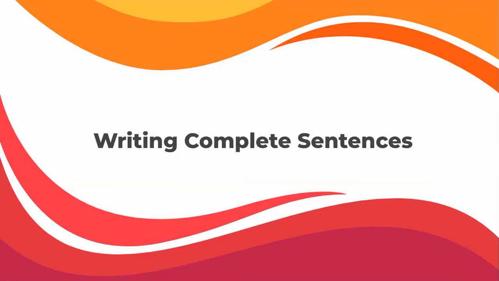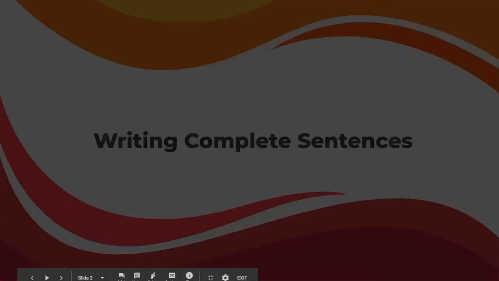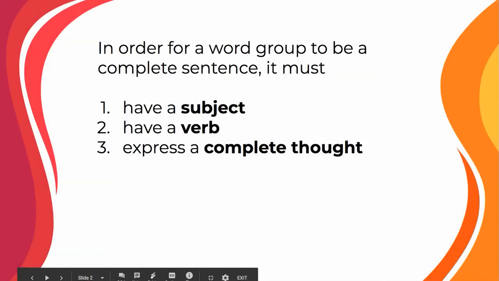In this video, you will learn how to identify and correct sentence fragments and run-on sentences. In order for a word group to be a complete sentence, it must first have a subject, second have a verb, and third express a complete thought.